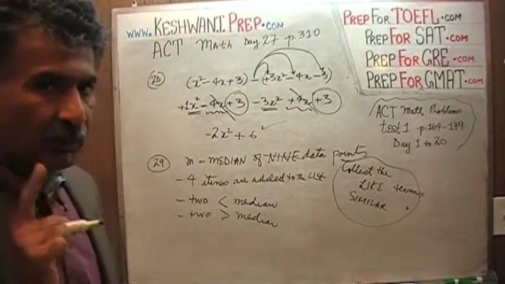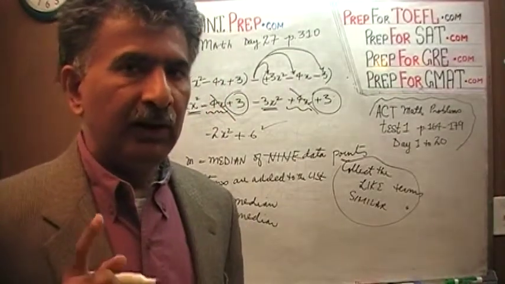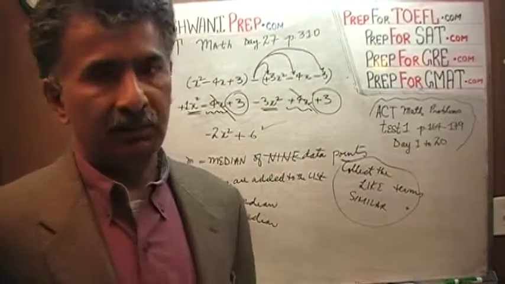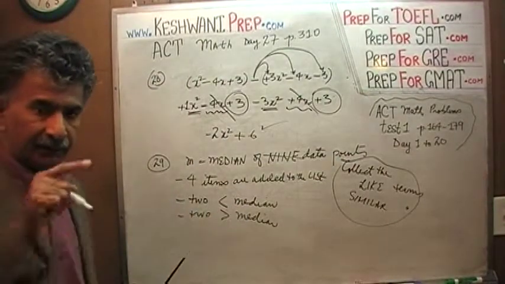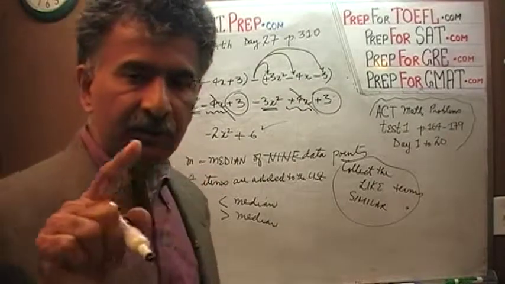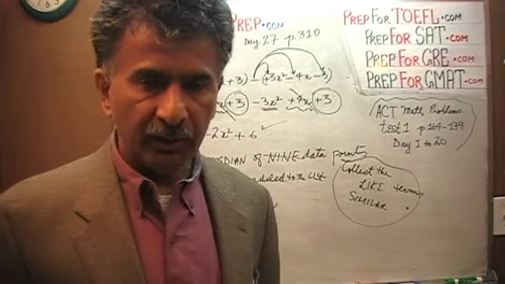What's the least number of data points we need in order to convey the concept of median? What does median mean? Median means it's a number that falls in the middle after the numbers have been arranged either in ascending order or descending order. One more time.